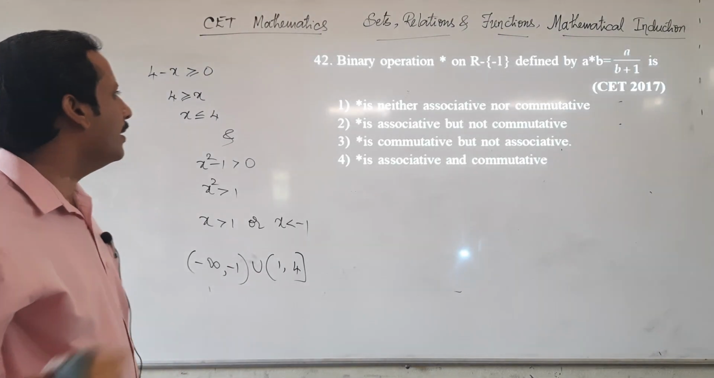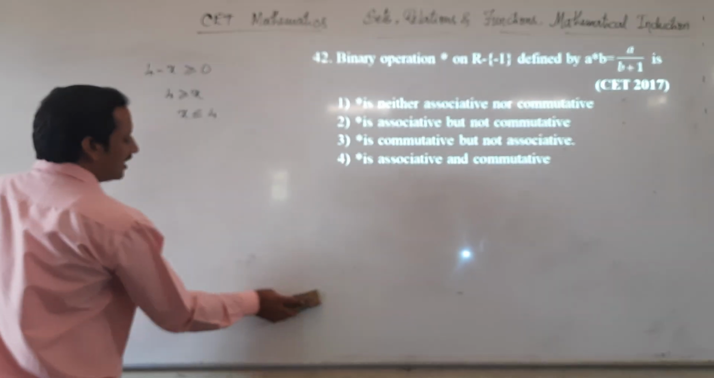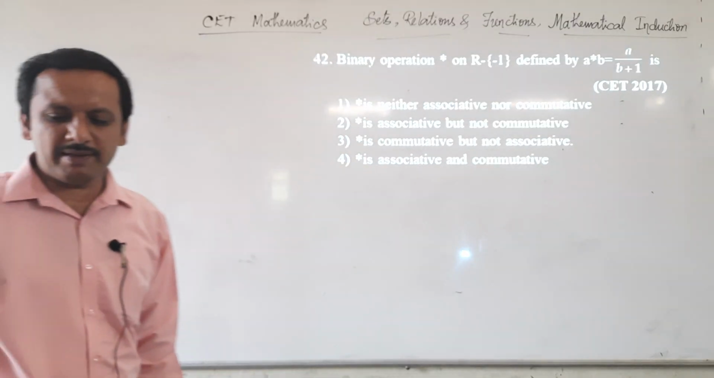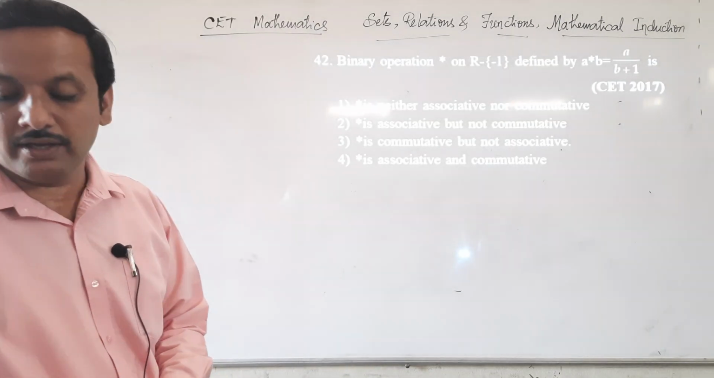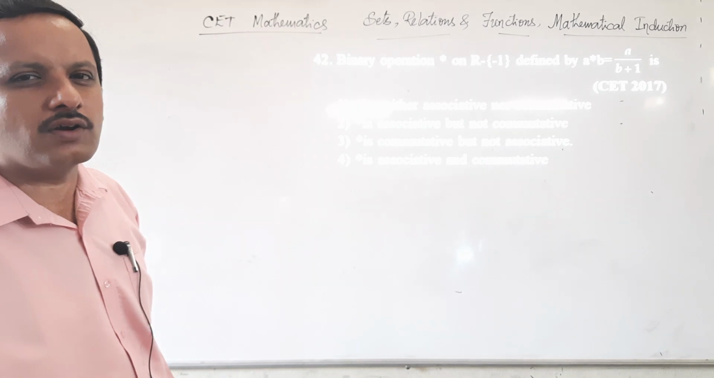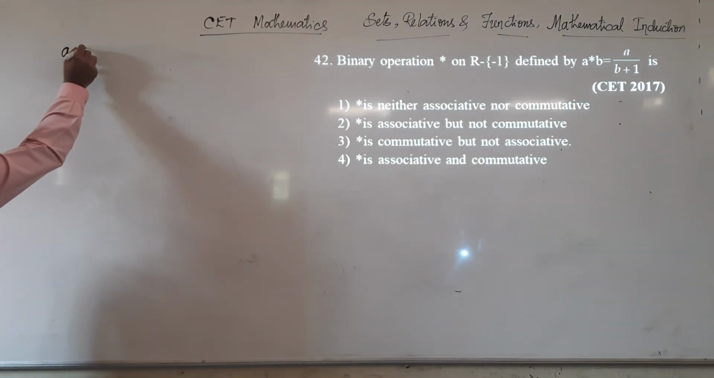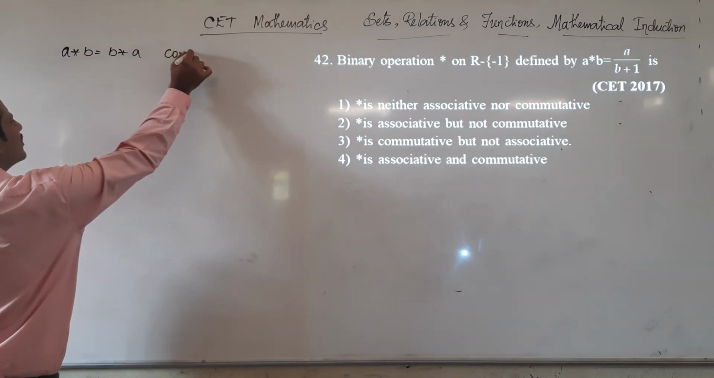Next question. The binary operation star on R minus 1 defined by a star b is equal to a by b plus 1 is commutative, associative, etc. Okay. So we have to check for the commutative law and associative law. What does commutative mean? If a star b is equal to b star a, then we say that it is commutative.